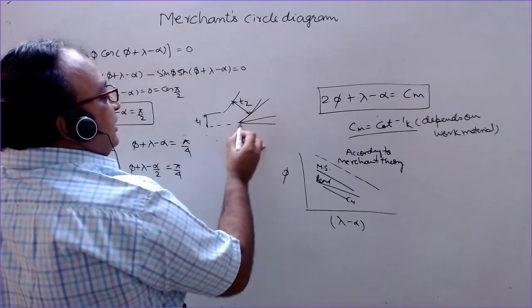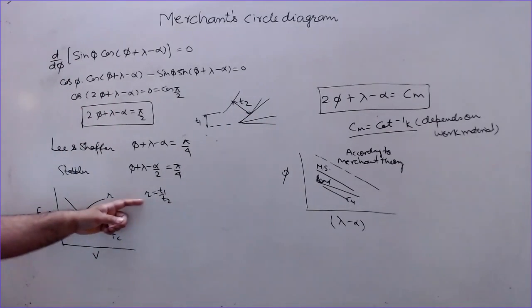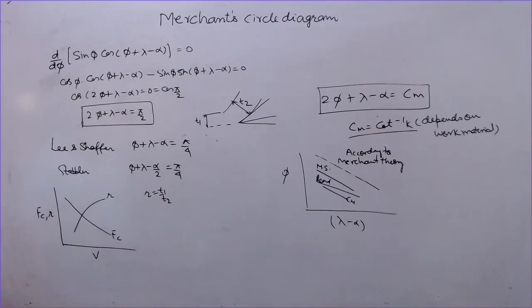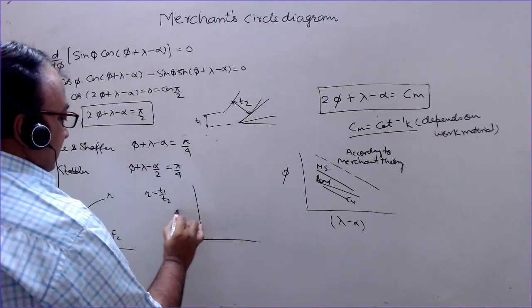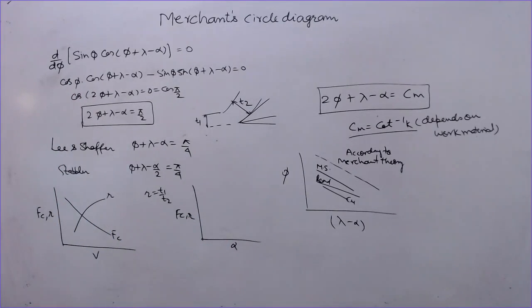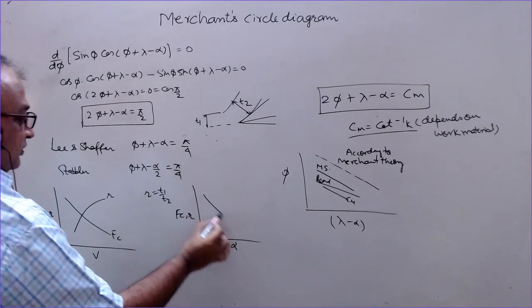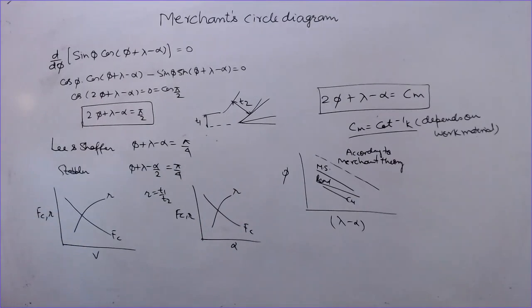So as the cutting speed increases, this has to decrease. So R equal to T1 by T2, this increases. Similarly, we have the same relationship of FC and R with the rake angle alpha. If you increase the rake angle, the cutting force will decrease and R will increase. So these two graphs are very important, so you should remember these graphs.